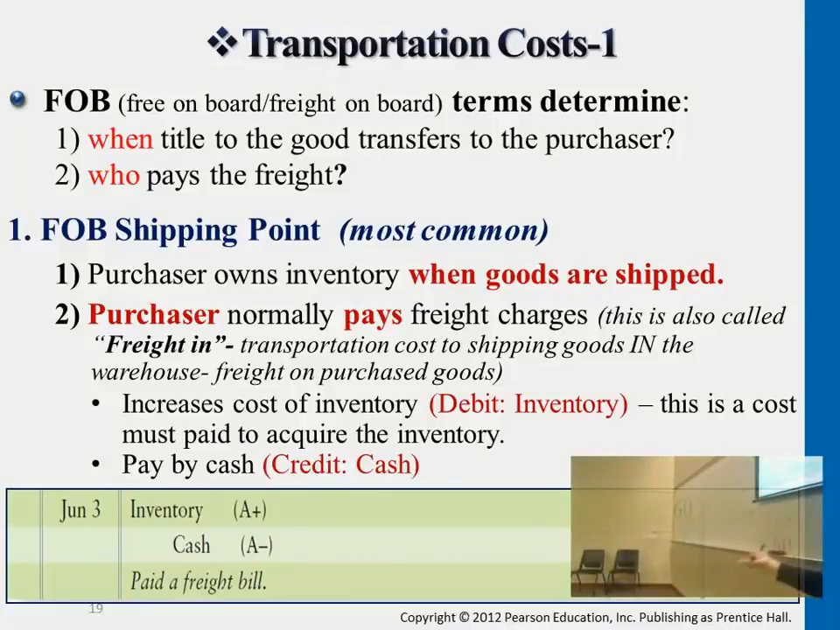There's another way to represent this, we call it freight in. Okay, if you see FOB shipping point, freight in, that represents really the same thing. The purchaser is the side paying the freight charges, and we're paying it because we're getting items into our warehouse. So we can call it freight in. Freight in represents that the purchaser is paying the freight charge.